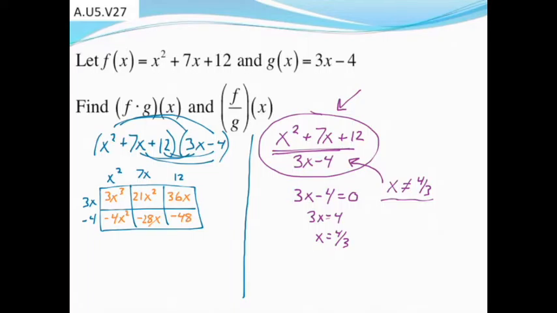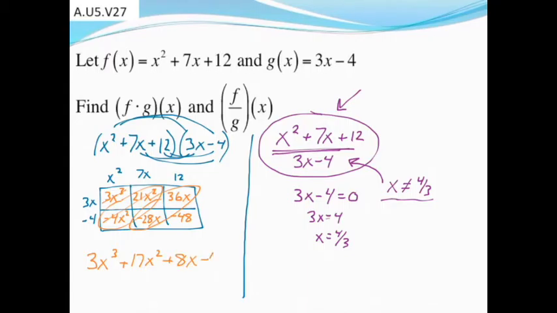And so once that box is filled up, I want to look for any like terms that I have and get those added together to get my final answer. So 3x to the third, if I write this in descending order. My x squared terms are right there, so 21x squared and -4x squared add up to a positive 17x squared. Next up, my x terms are right there. 36x minus 28x is a positive 8x.